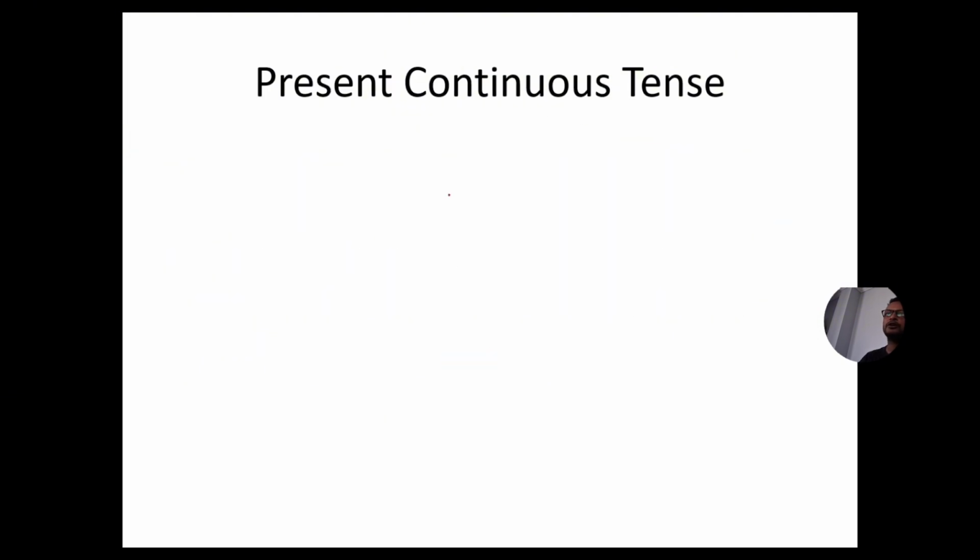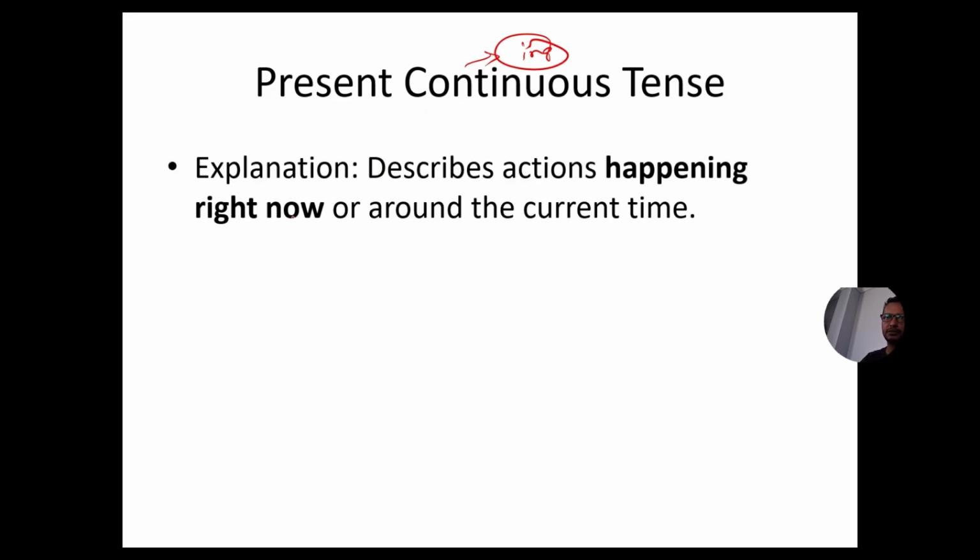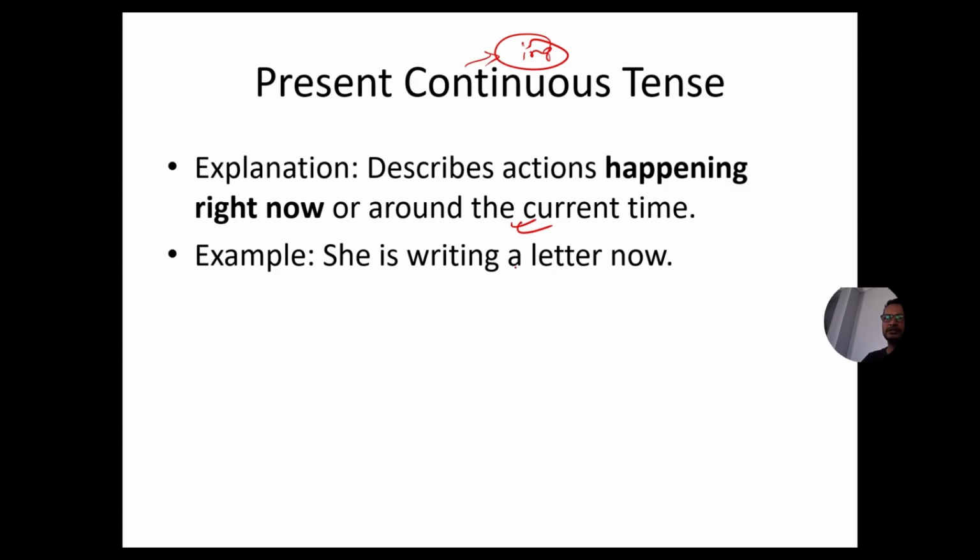Okay, present continuous tense. If it is continuous, then we put ing. Continuous is when we are describing an action which is happening right now or around the current time. For example, she is writing a letter. So now she is writing the letter. She's still doing it. If you want to denote those kinds of things, then you use present continuous tense. For example, I'm teaching grammar, I'm teaching tense. So if you are denoting actions which are happening now, you use present continuous tense.